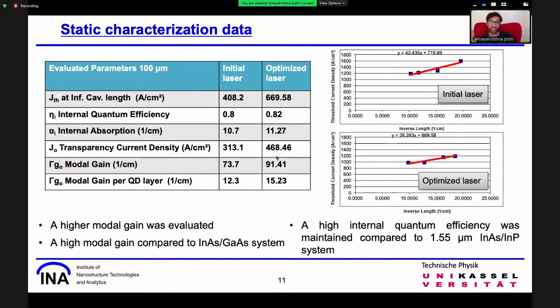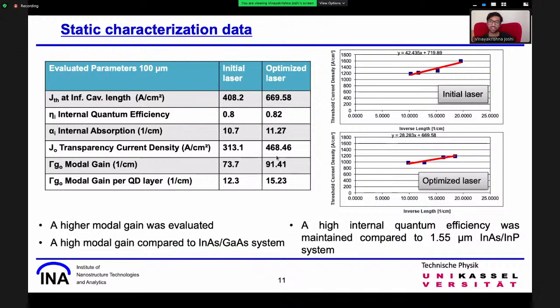And an analysis of the length-dependent PI characteristics resulted in the static parameters as shown in the table. The table also shows a comparison of the evaluated parameters with the two broad area lasers. We notice that there is an increase in the internal loss, or absorption, of the optimized laser, and that can be attributed to the change in the barrier layer growth condition due to higher aluminum content, therefore creating non-radiative recombination centers.